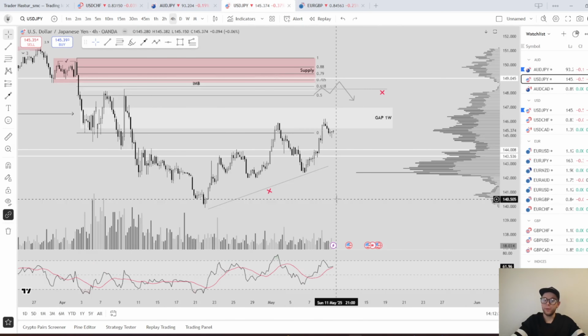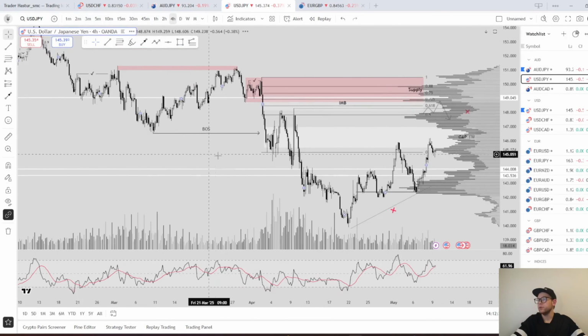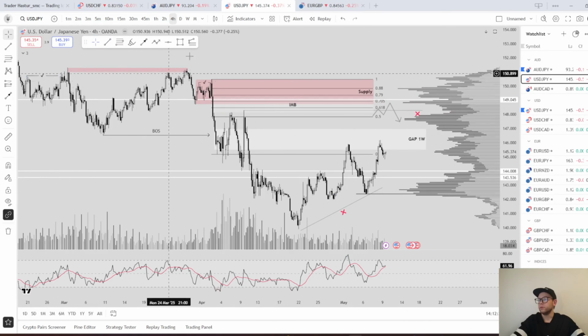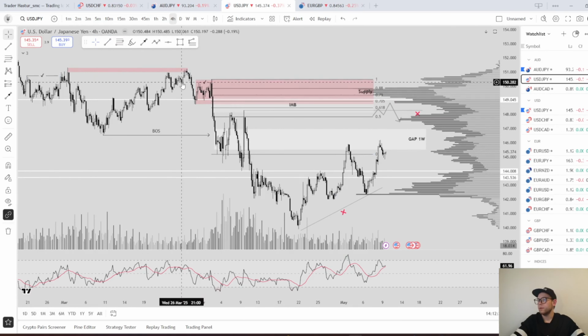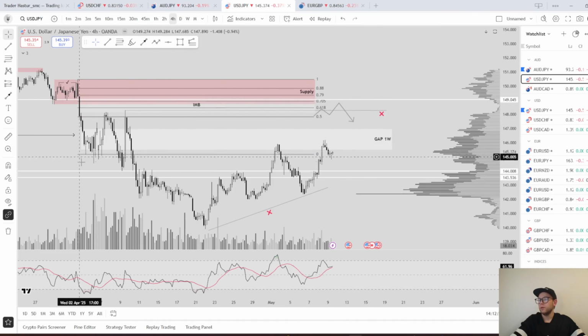Let's go to another pair. Almost the same situation. Order flow works here. Grab this liquidity, also rejection block inside of supply zone. I expected also a reversal from 0.5 zone of Fibonacci level.